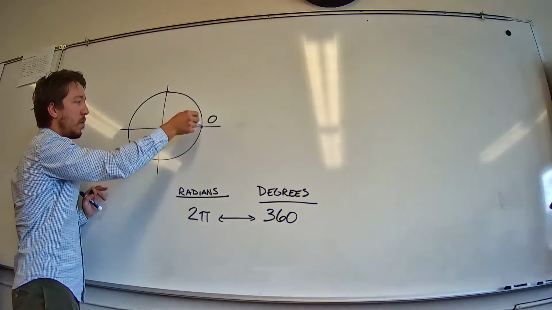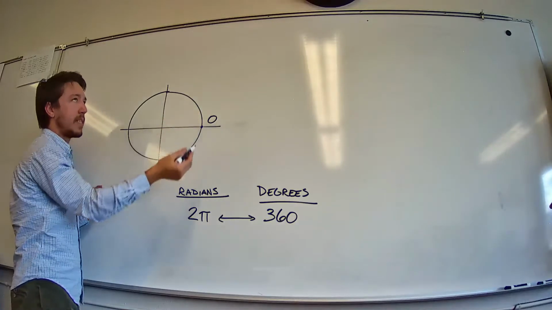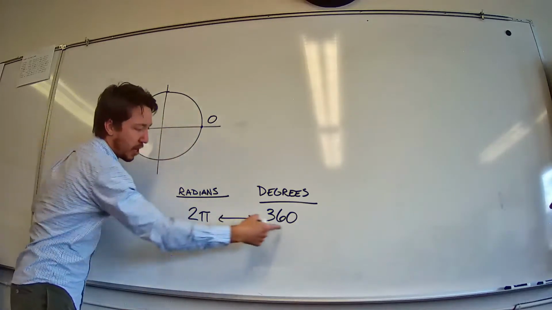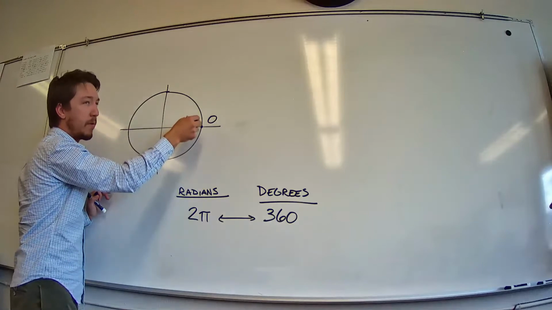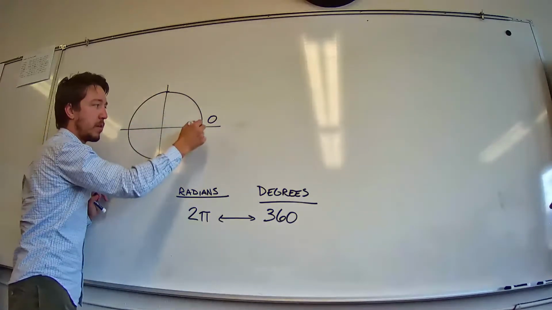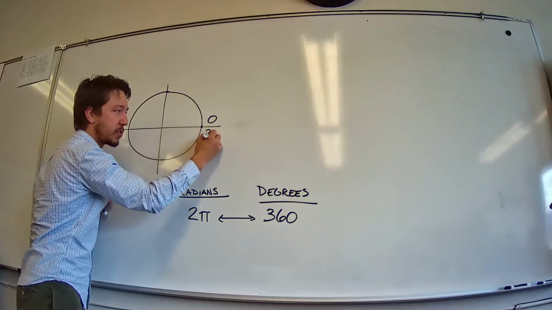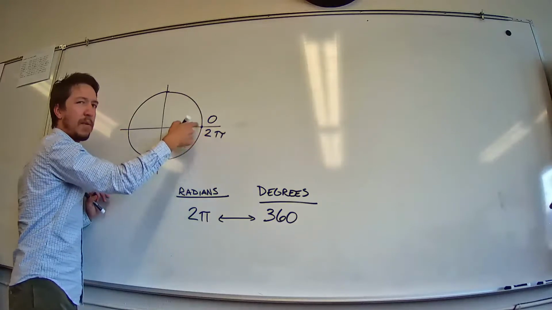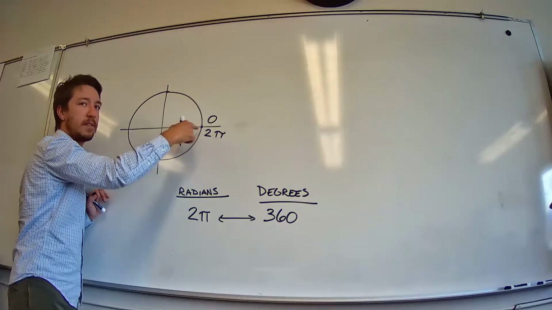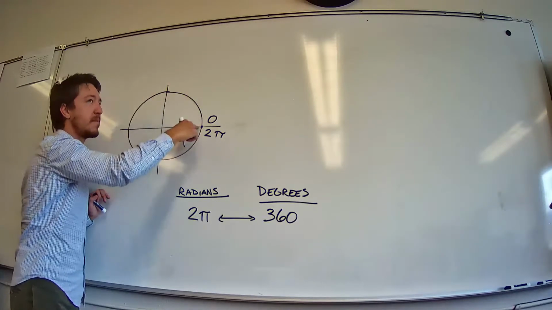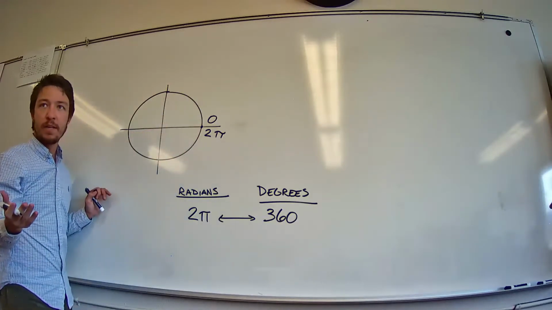This is the start. This is a good starting point. So how many radians is it if I go all the way around the circle? 2 pi. So this position here is not only 0 radians, it's also 2 pi. What if I went around the circle again? 4 pi. Then 6 pi. You get the idea there, right?